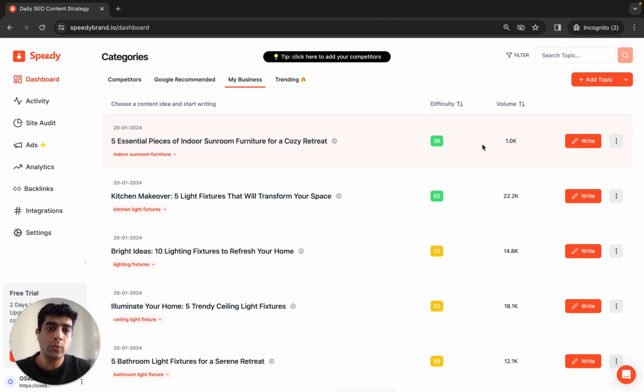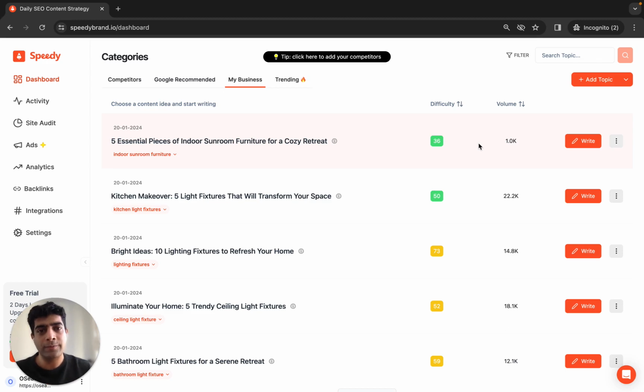Now, as a new website, what happens often is if you start writing on a keyword which is 90 or above, you'll most likely end up on Google's page number 10. That's a wasted effort. So what we can do is first leverage the easier keywords, start ranking on those, and then move on to harder keywords.